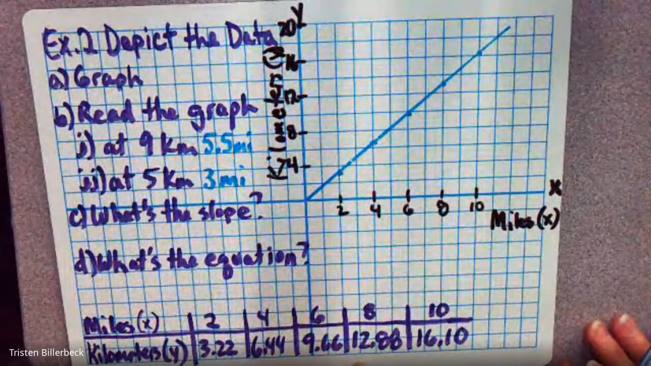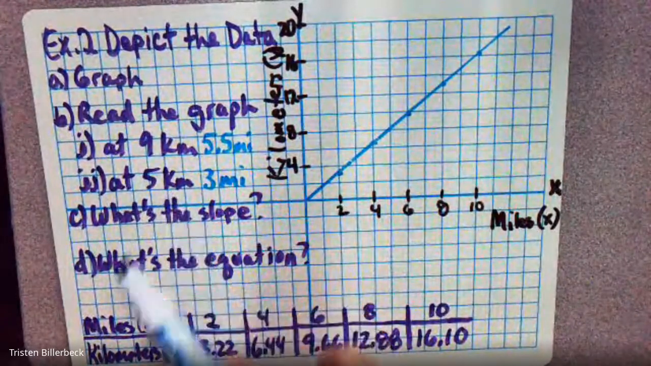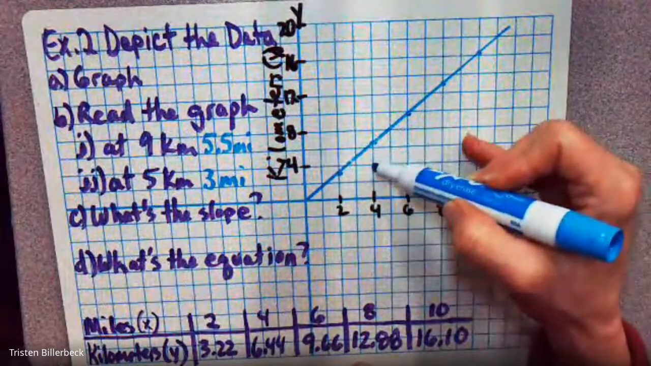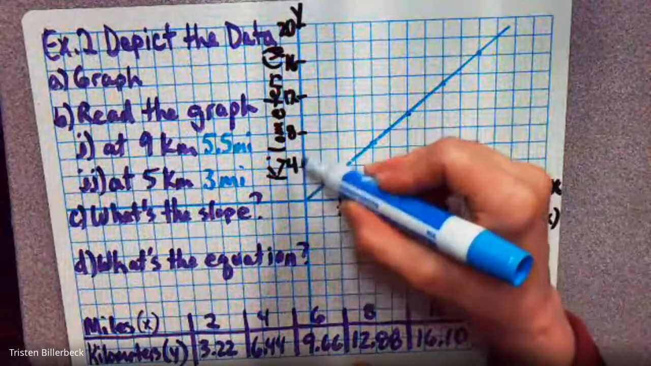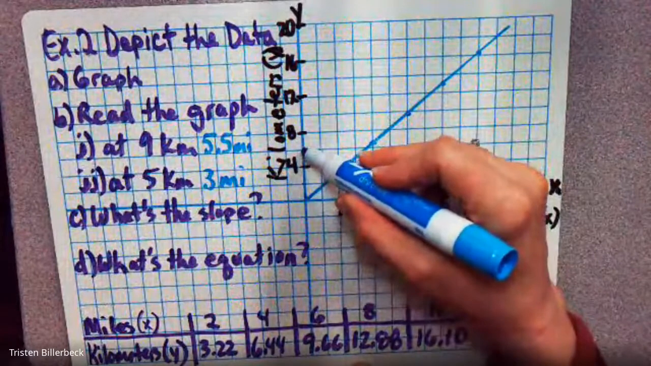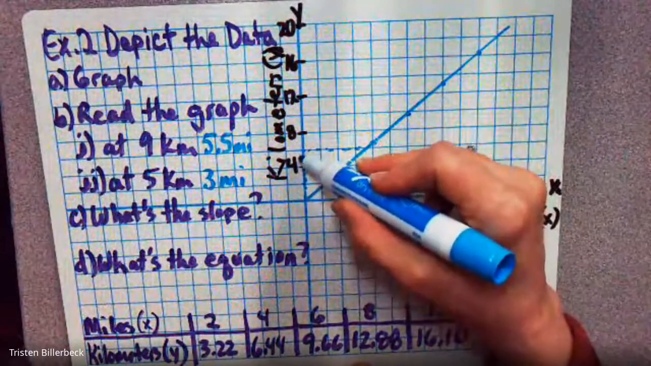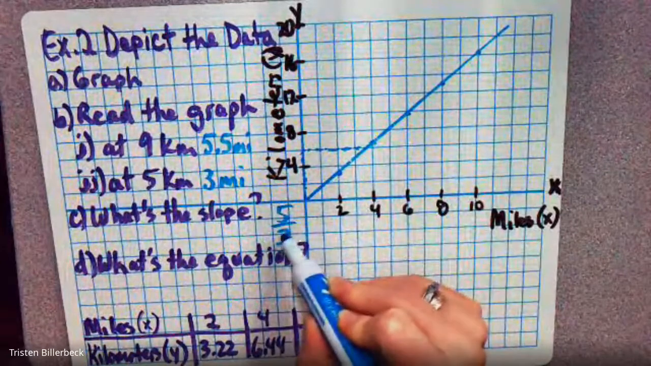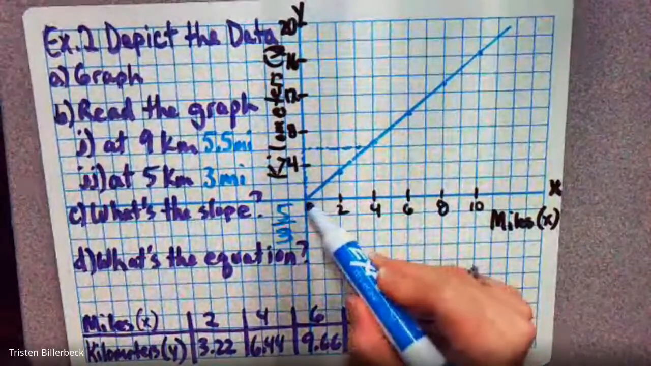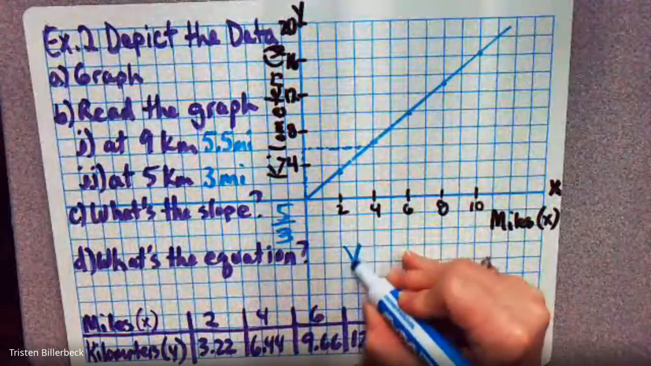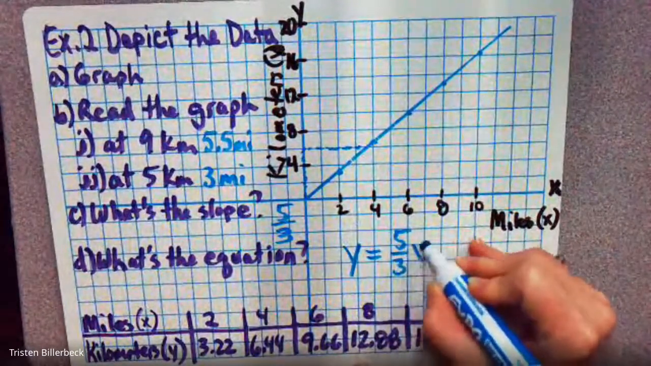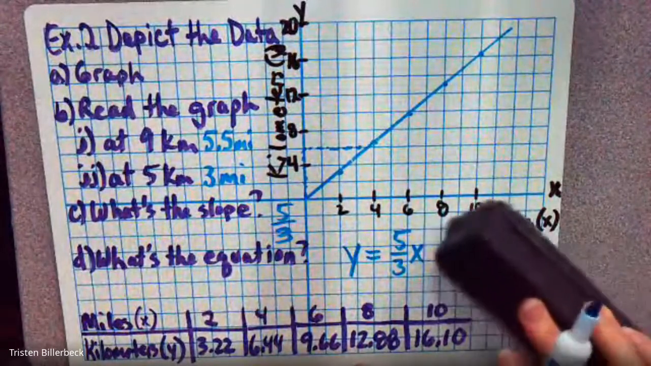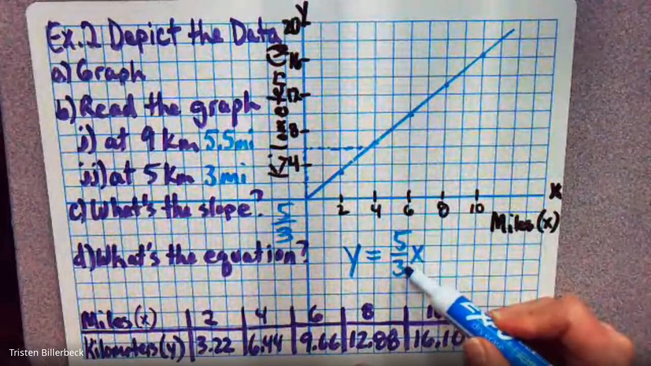So what's the slope? Well, I think we should go with the slope right here. We have a rise of 5 and a run of 3. That's our slope triangle right there. So the slope is 5 over 3. What would be the equation? Well, the y-intercept is at 0. So our equation would be y equals 5 thirds x plus 0. But we really don't have to write plus 0, so we can just write 5 thirds x.